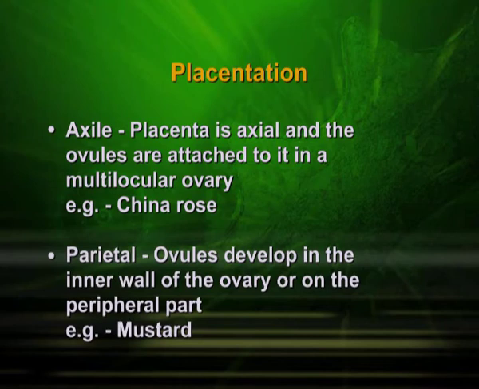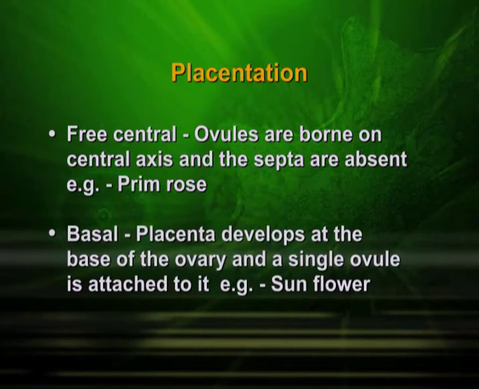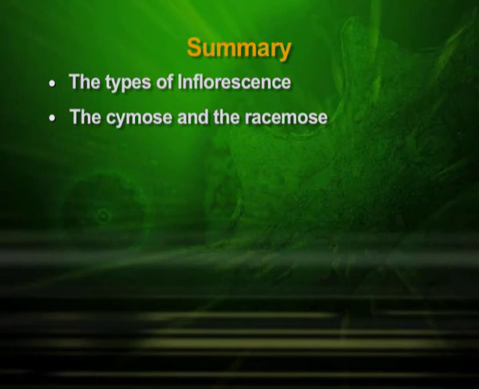Parietal. Here the ovules develop on the inner wall of the ovary or on the peripheral part. Example, mustard. Free central. The ovules are borne on the central axis and the septa are absent. Example, primrose. Basal placentation. Here the placenta develops at the base of the ovary and a single ovule is attached to it. Example, sunflower.